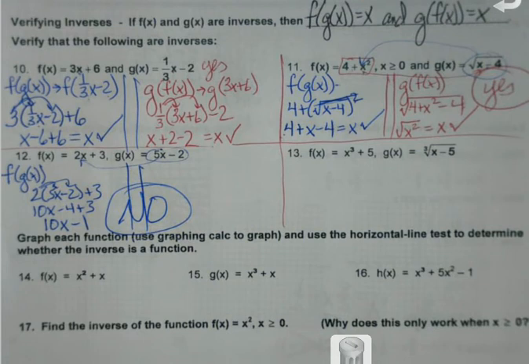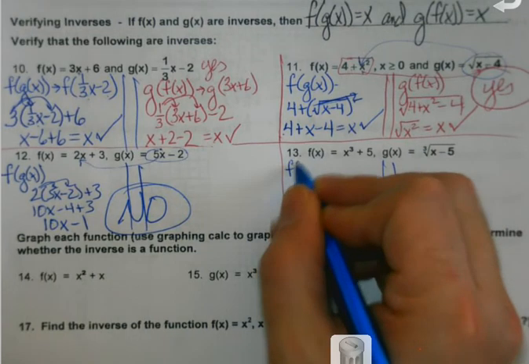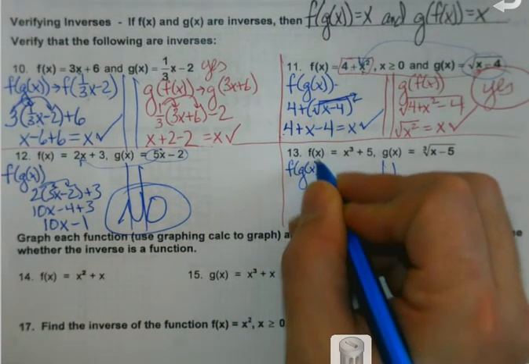I don't even have to do the other one. It doesn't matter if the other one works. They both have to work for them to be inverses. So that one doesn't equal x. Done. Finished. Not dealing with the other one. But let's see if this last one works.